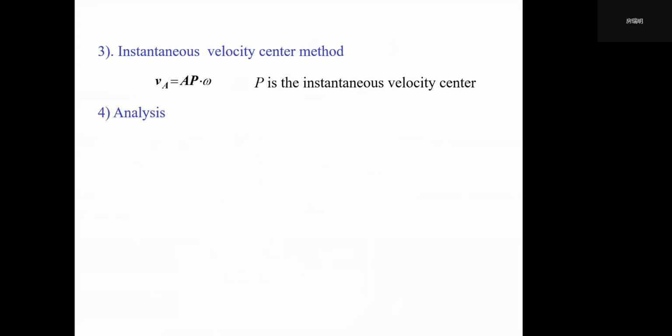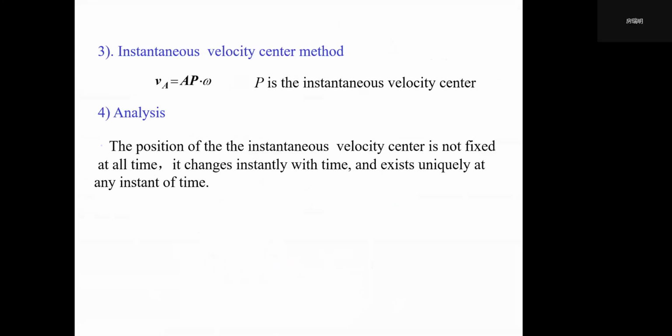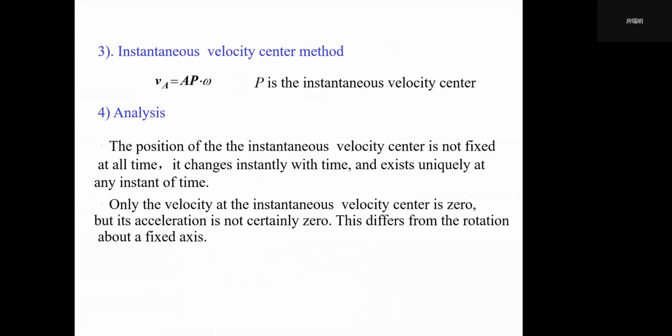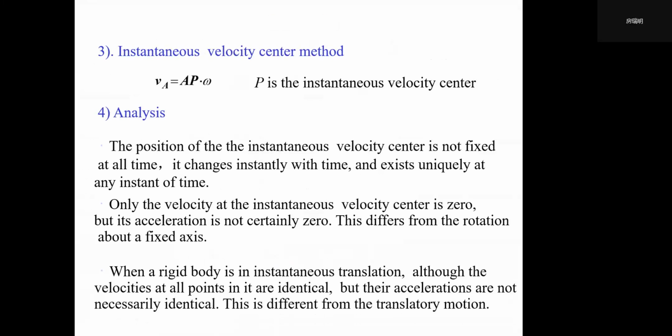And when we know how to find the position of the instantaneous velocity center, then we can use this to help our problem to be tackled, right? So any point, we can arbitrarily select a point on the plane figure. If we know P is the instantaneous velocity center at this time moment, at another time moment we also have another instantaneous velocity center, which will definitely be in a different position, right? So let's see the analysis.